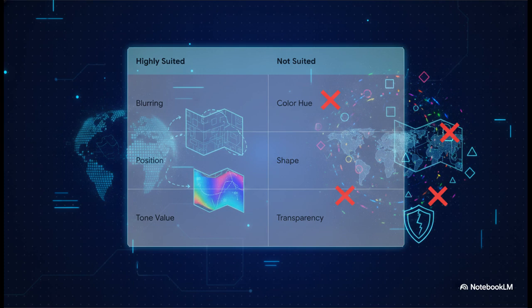But consider the variables that are not suited for this. Changing a color hue or changing a shape? That's a terrible idea, mostly because we usually read those as completely different categories of data altogether. Oh, and surprisingly, transparency is actually highly problematic. I know, it seems like a great idea, right? But the problem is it renders inconsistently across different digital screens and hardware, which means it could potentially change the entire meaning of the map from one device to another.